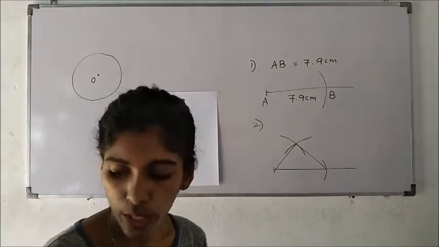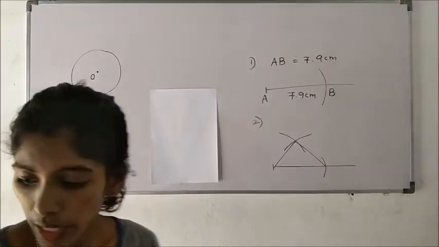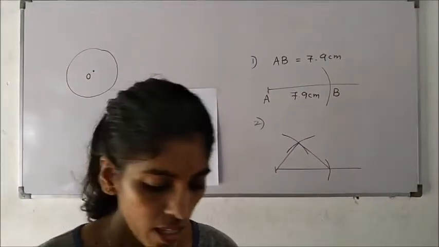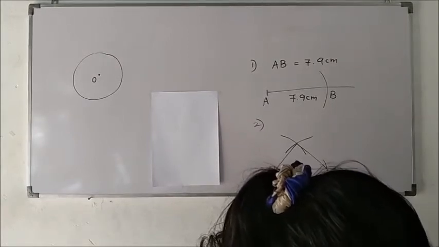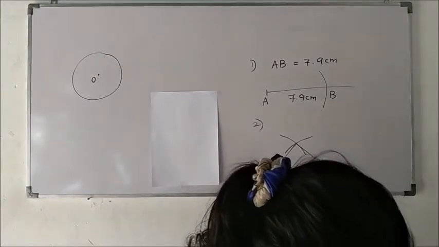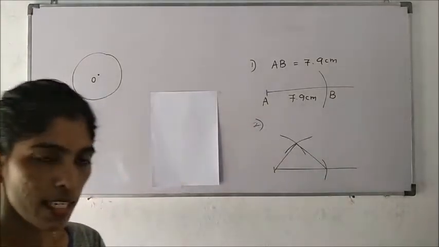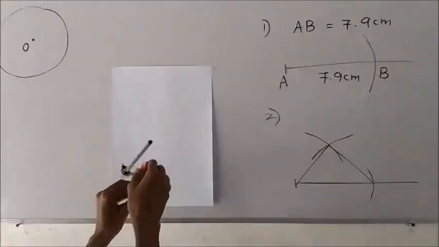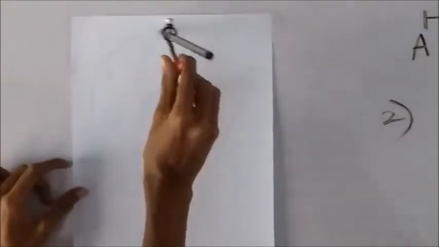Before going to that, I will make use of this. The radius is 4. So firstly we will measure 4 centimeters and draw the circle. Here I will take 8 centimeters. Firstly I am drawing the circle.